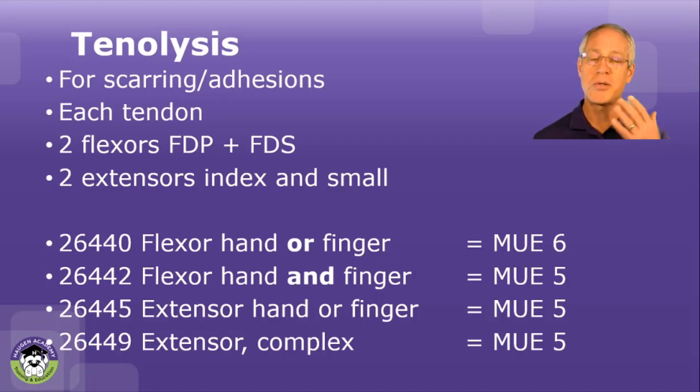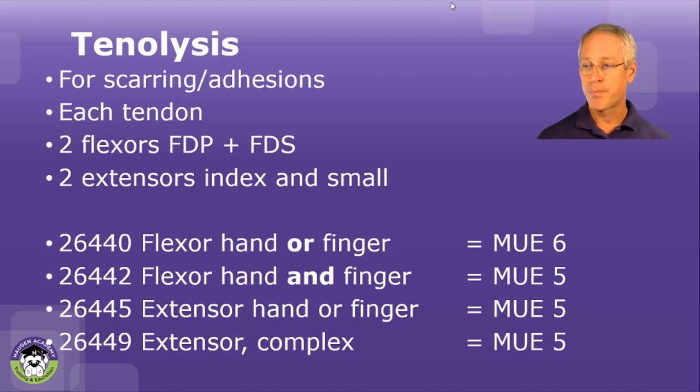And be sure to code per the documentation. Don't assume that both tendons were tenolyzed. Make sure it's there, but just be vigilant. It also matters where the tenolysis is done, whether just the finger or just in the hand or both. So know your anatomy and read the op report thoroughly, and don't miss the opportunity to capture the coding for each tendon that's worked on.